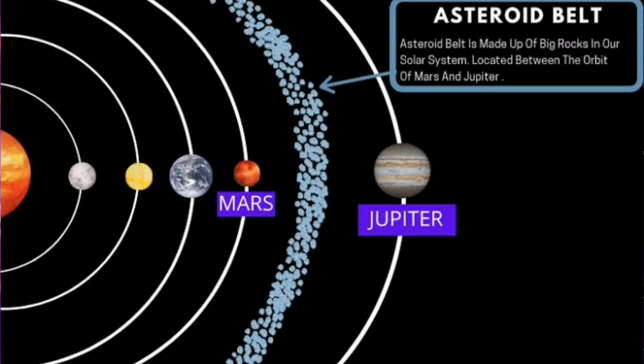Many asteroids orbit the sun in a region between Mars and Jupiter. This area is called the asteroid belt. Jupiter plays a big role in preventing asteroids from constantly bombarding the inner planets by pulling the asteroids outward.